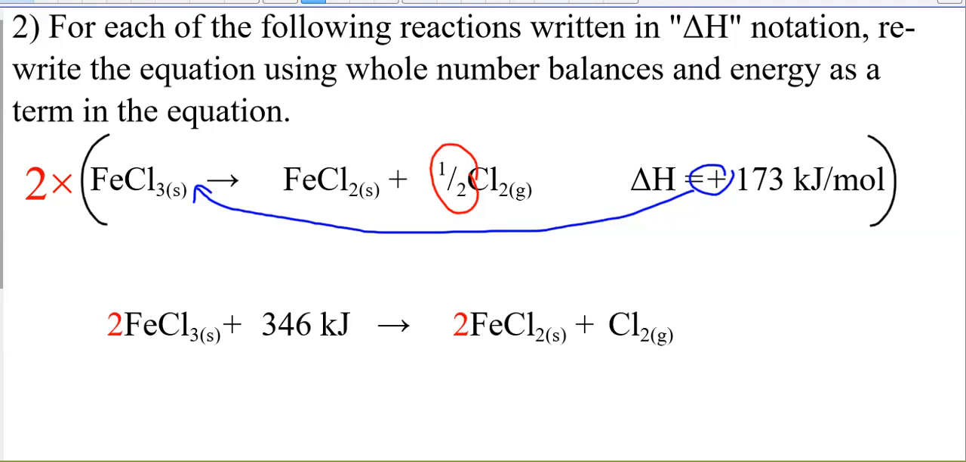I end up with 2 moles of iron 3 chloride. 173 times 2 is 346. So now I have 346 kilojoules of enthalpy added to my iron 3 chloride. And it produces 2 moles of iron 2 chloride plus just diatomic chlorine gas.